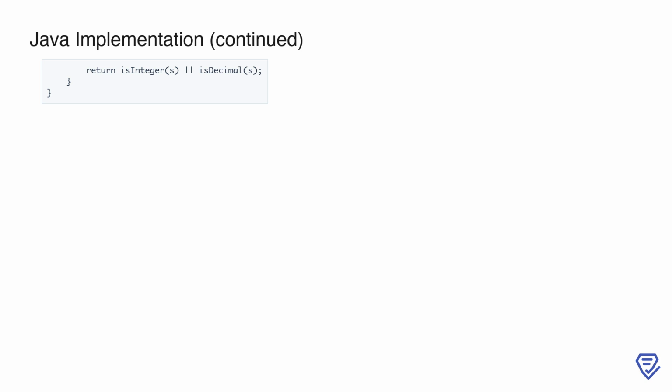Finally, if no scientific notation is detected, the method checks whether the input string is either a valid integer or a valid decimal using the helper methods isInteger and isDecimal. If either of these checks passes, the method returns true, confirming that the string represents a valid number. Otherwise, it returns false. This implementation ensures that all edge cases, such as optional signs, empty parts, and invalid characters, are handled effectively, making it robust for determining the validity of numerical strings.